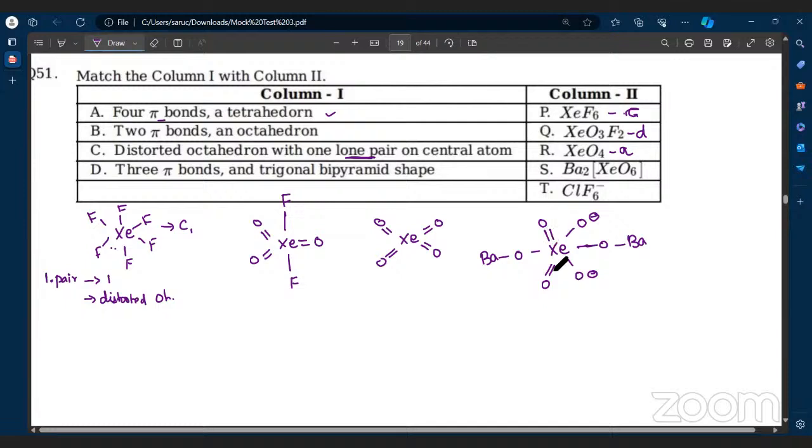It has 2 pi bonds, and you have 6 over here, so it can form an octahedron. So S is going to be B. And ClF6 minus. ClF6 minus has no pi bond. 5 and 6. ClF6 minus.